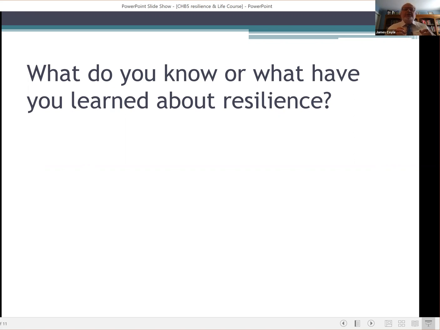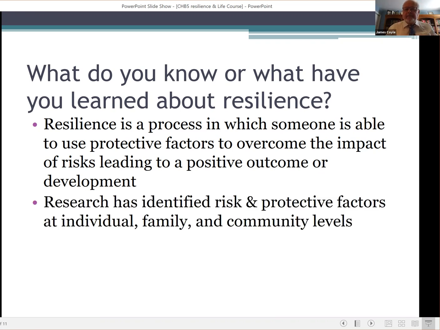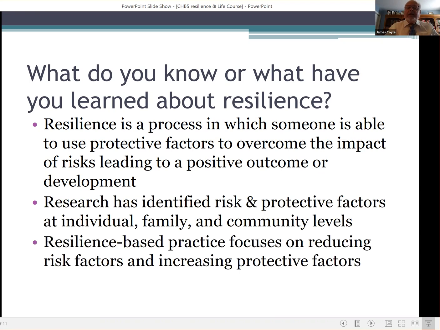Okay, what do you know or what have you learned about resilience? Simply speaking, resilience is a process in which someone's able to use protective factors to overcome the impact of risk factors, leading to a positive outcome, which is often thought about in terms of a positive developmental outcome. Research on resilience has identified risk and protective factors at the individual, family, and community levels. And so that's something to pay attention to. And resilience-based practice focuses on reducing the risk factors and increasing the protective factors.